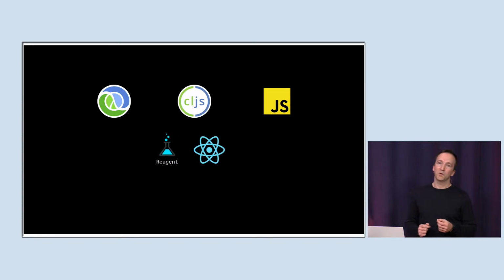So I'm going to add a library called Reagent. Reagent is sort of a tool or a library that wraps React. It makes it possible to write your React components using Clojure, and it will be compiled to JavaScript that can run in a browser. Okay.